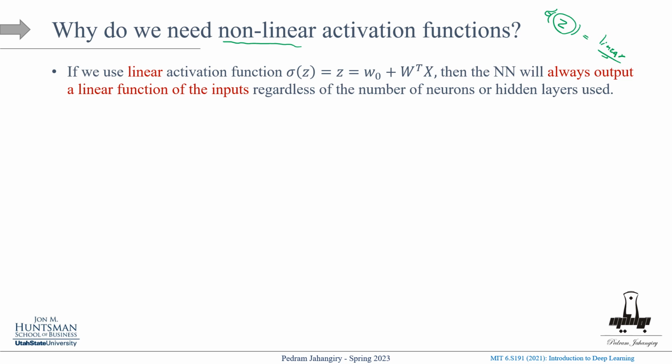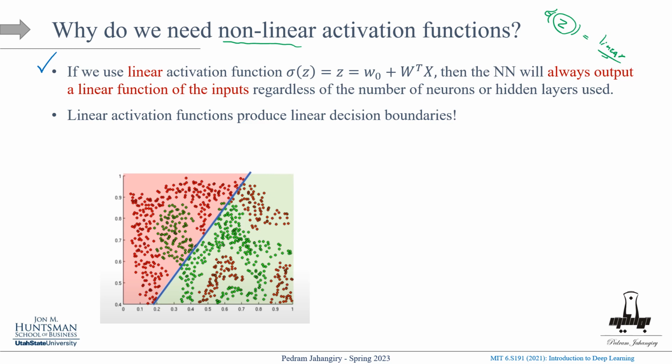If you use a linear activation function, then the neural network will always output a linear function of the inputs, regardless of how many neurons you have, how many hidden layers you have. If you apply a linear function to a linear function to a linear function, the output is linear, right? So you're not able to capture the nonlinearity in the data at all if you use the linear activation function.